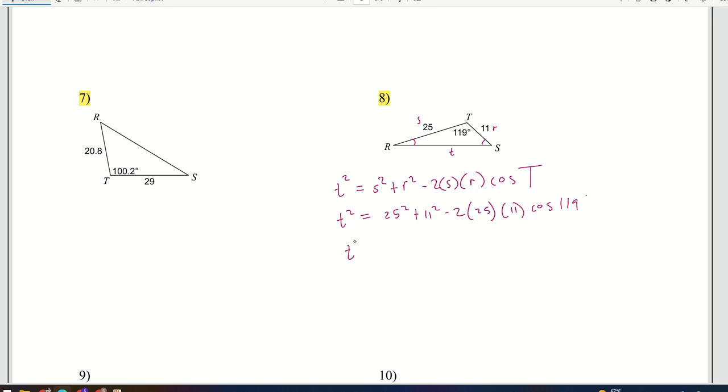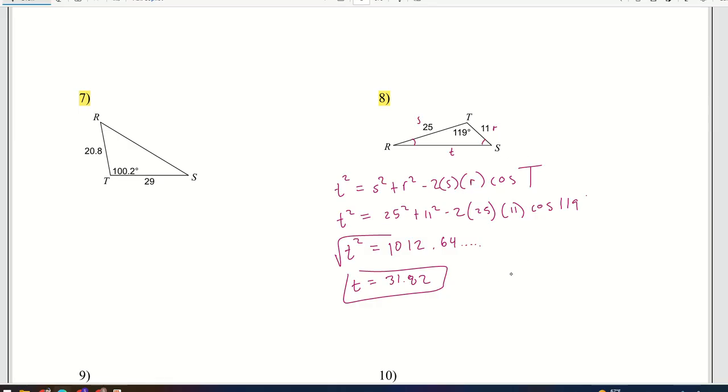And we get a really big number. T squared equals 1012.64, blah, blah, blah. We square root everything, and we get T equals 31.82. So that is T. Now we just need to find our missing angles.